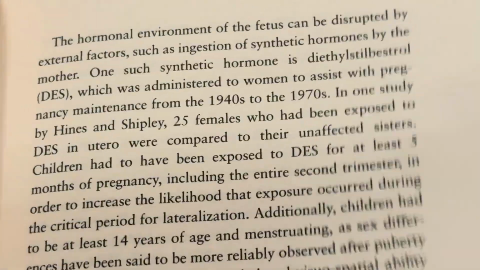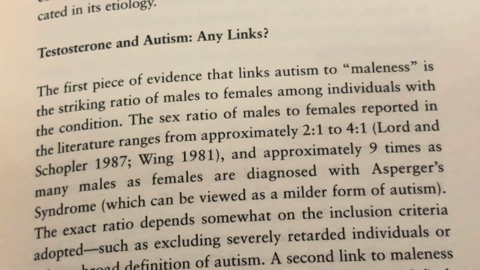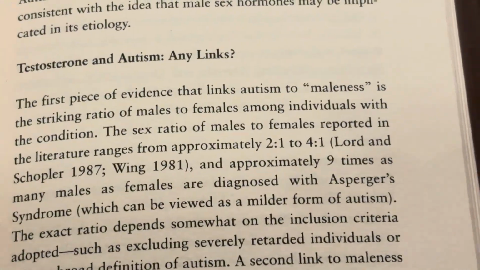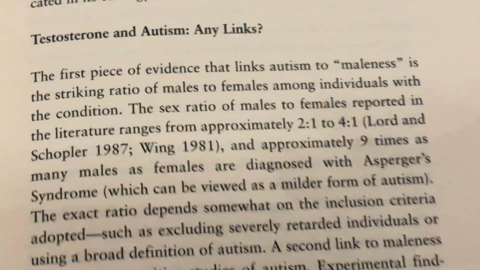But Julian, that book is from 2004. Okay, well, go read a newer book on it. Tell me what it says. Testosterone and autism. Any links? Well, I'm glad you asked.